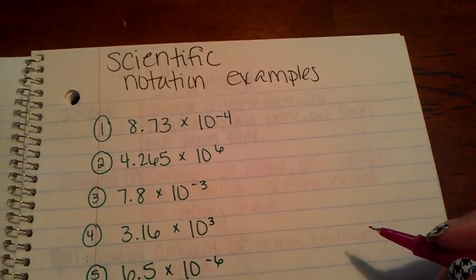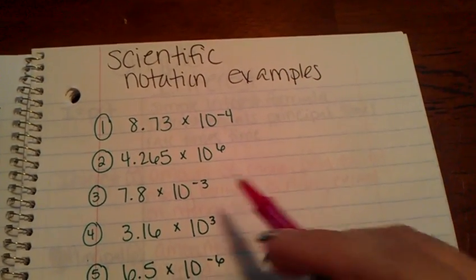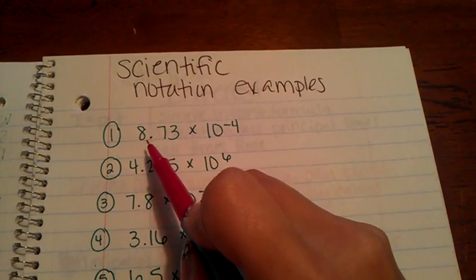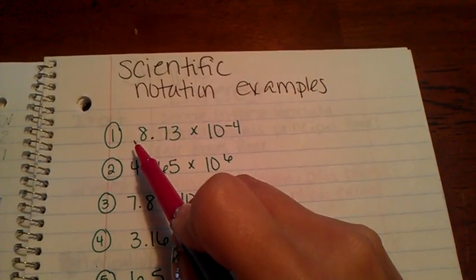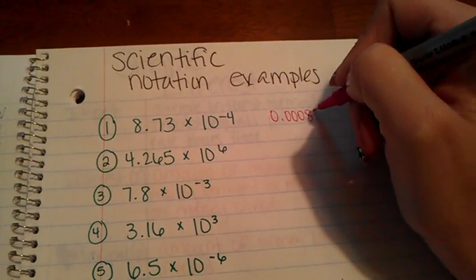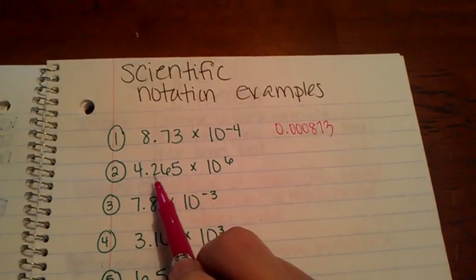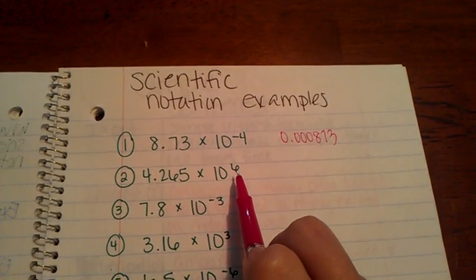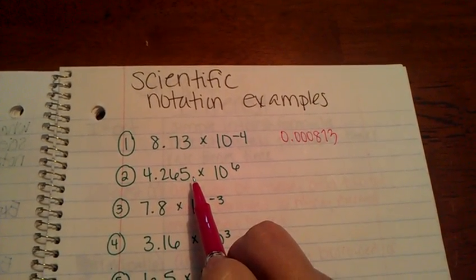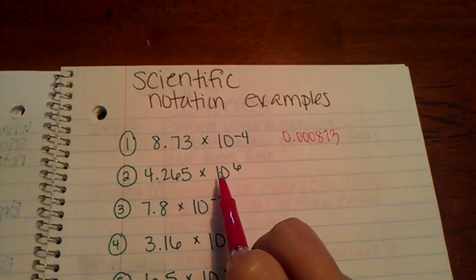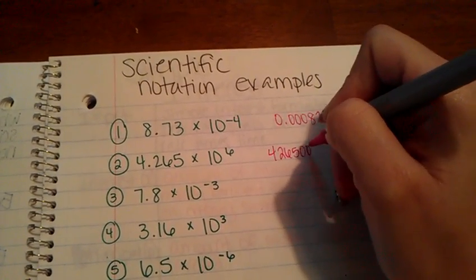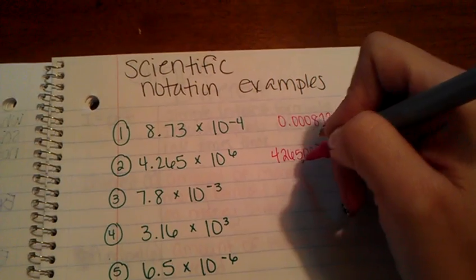8.73 times 10 to the negative 4. That means 4 spaces to the left. And if I move this decimal 4 spaces to the left, one of those spaces is going to be taken up with the 8, which means I have 3 spaces that I have to fill in with zeros. 1, 2, 3, 8, 7, 3. Here we go. 6 spaces to the right. So I'm going to have 1, 2, 3 spaces already taken up with numbers. So I'll have to fill in those last 3 spaces with zeros. So now I'm going to go back in and add my commas where they go.